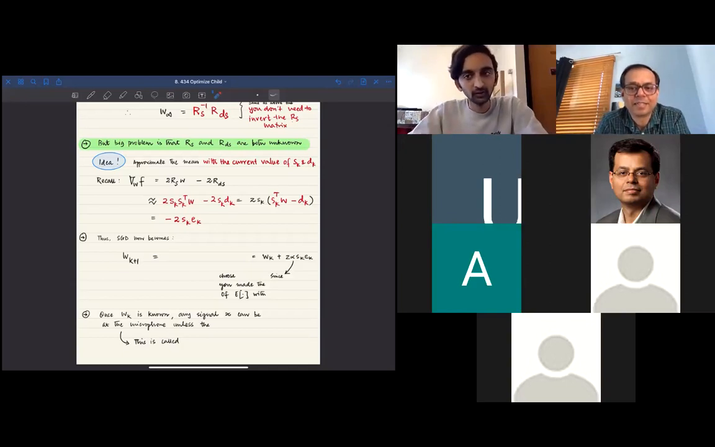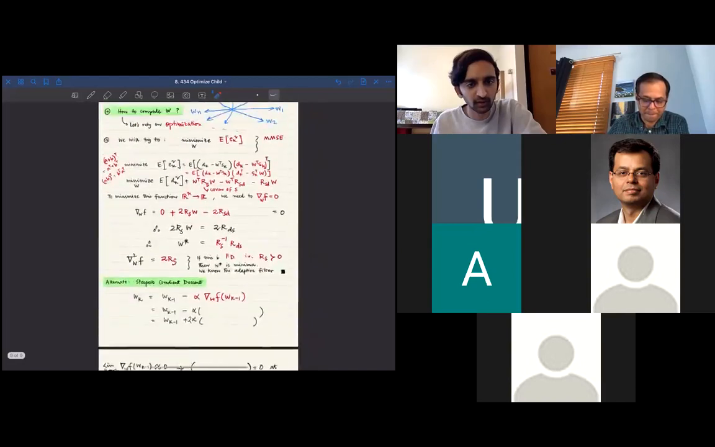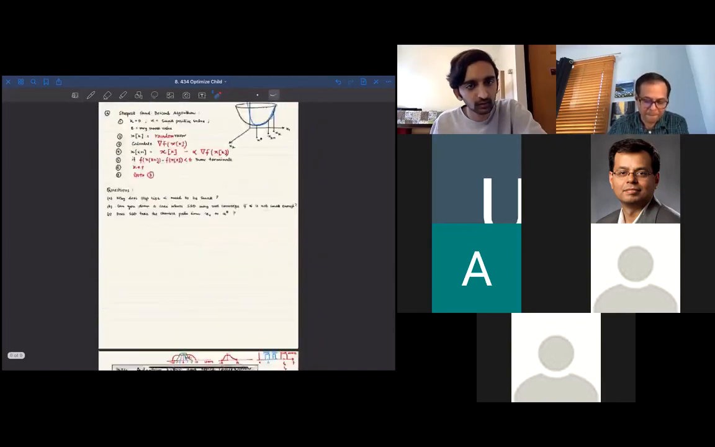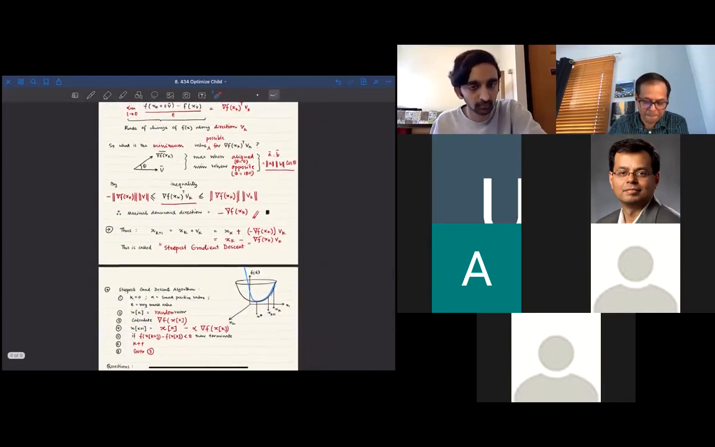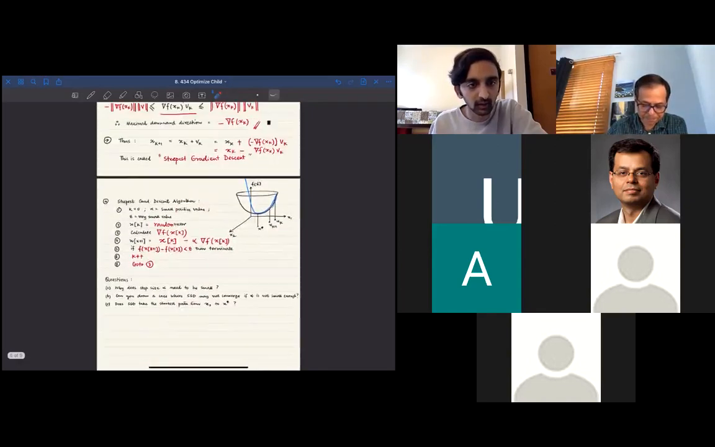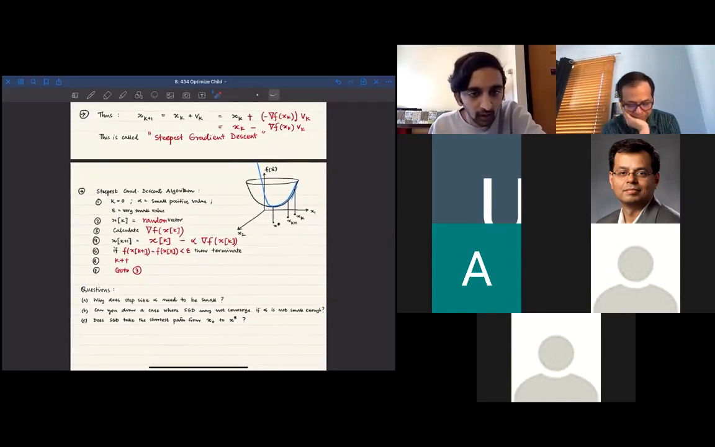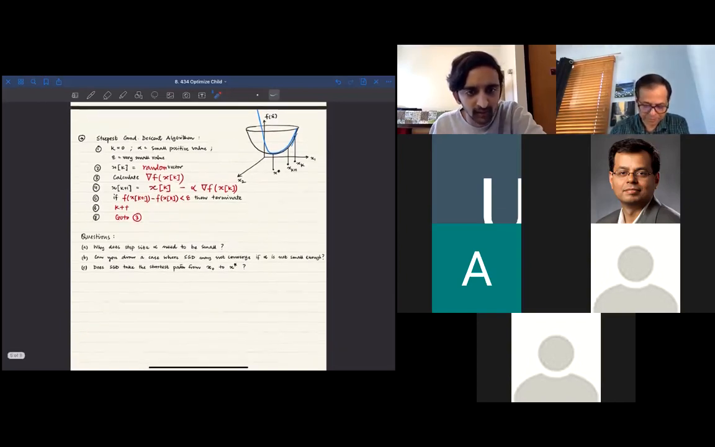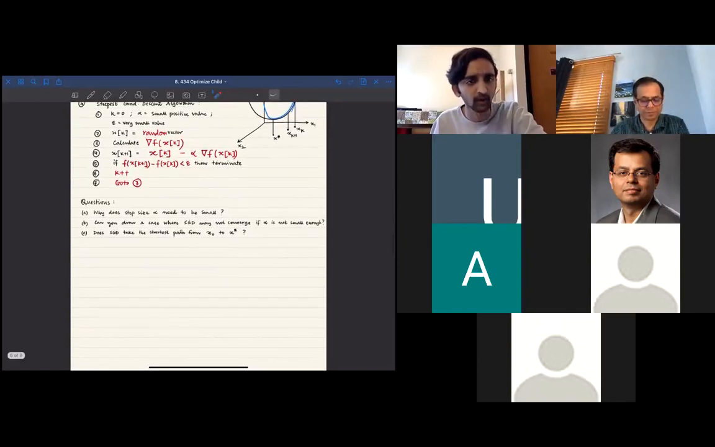Hey, Professor. Can you go back to the steepest gradient descent notes? Yeah, this one. The next one, actually. Yeah, so these steps. Can you explain the termination step again? I'm unable to wrap my head around why it terminates when it's less than epsilon, like step number 5.